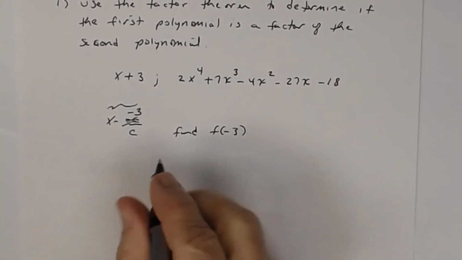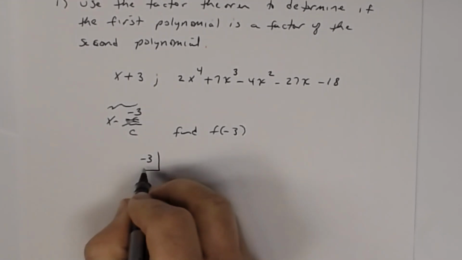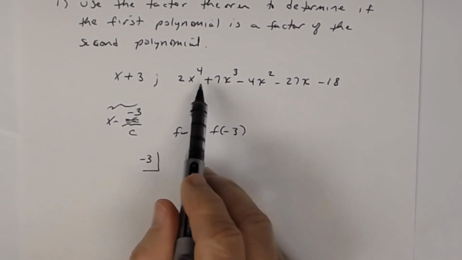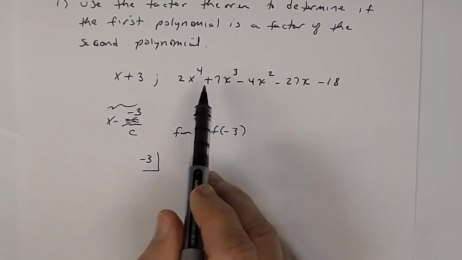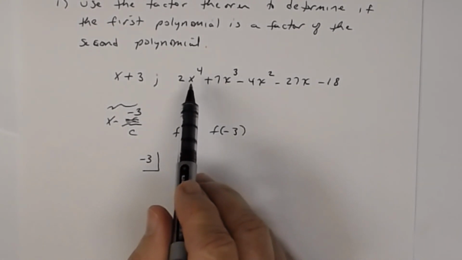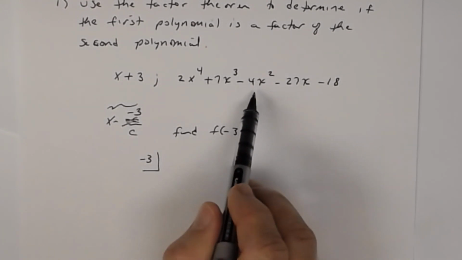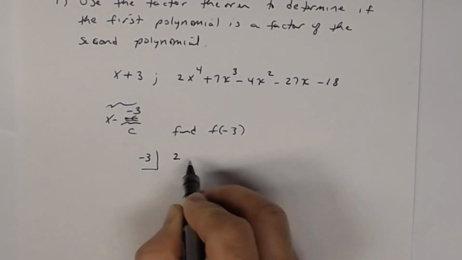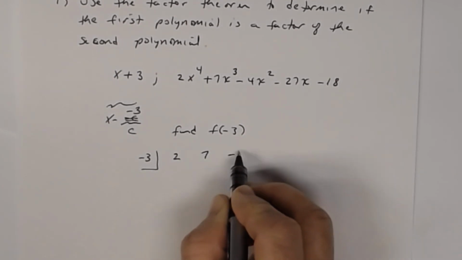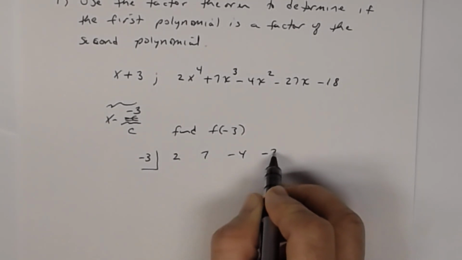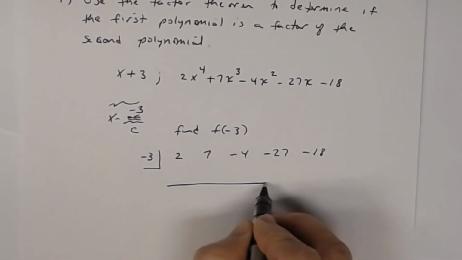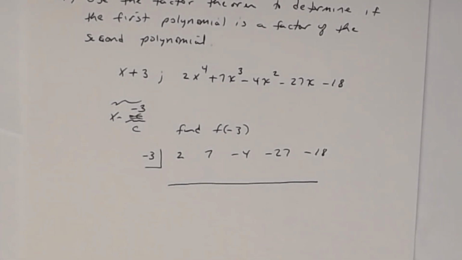So let's see what this says. Negative 3, then we put the coefficients of our polynomial. It is in descending order, and it looks like I don't have any missing terms. x to the fourth, x cubed, x squared, x, and our constant. So I'm just going to write the coefficients: 2, 7, negative 4, negative 27, negative 18. All right, now I may need a calculator to help me with this.